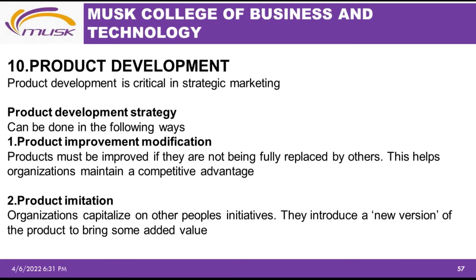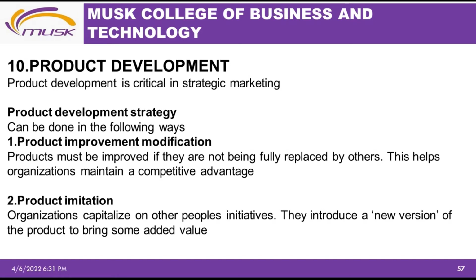Then we have product development as another topic. We are saying this one is a very crucial stage. Now we have the plans, we have what we need to do, we have the objectives, we have put the resources. Now we want to succeed, so we need to look at how to develop our products. So product development strategy can be done in the following ways.